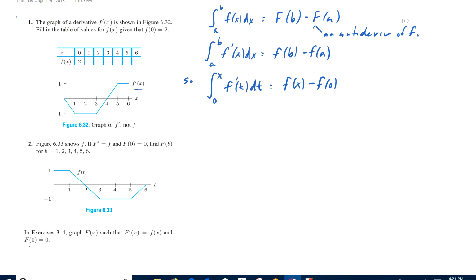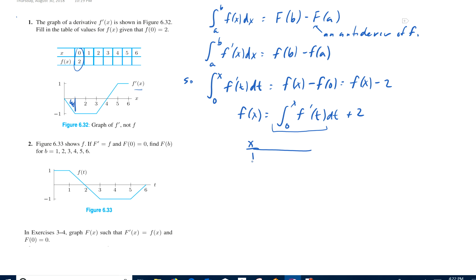f prime of t dt. Okay, so now the nice thing is I know what f of 0 is. This is f of x minus, they told us f of 0 over here is 2. So I can actually calculate f of x to be the integral from 0 to x of f prime of t dt plus 2. And this I can calculate for each value of x. So when x is equal to 1, for instance, that's this area right here. So I'm going to make a little table here.